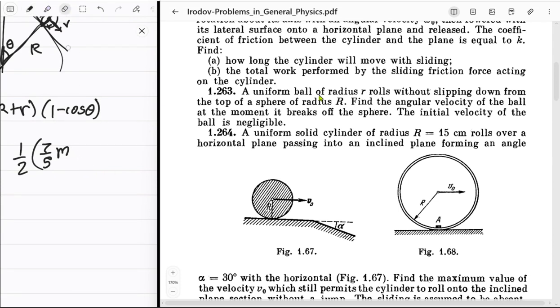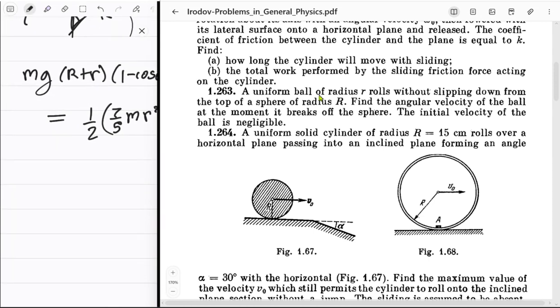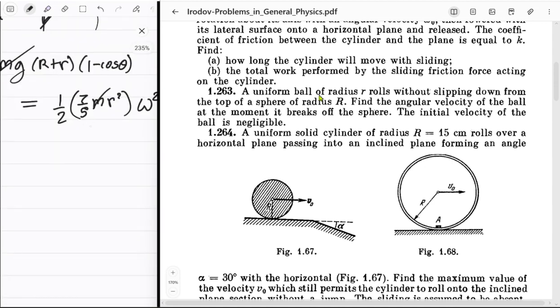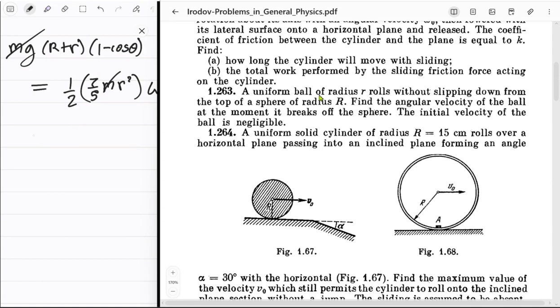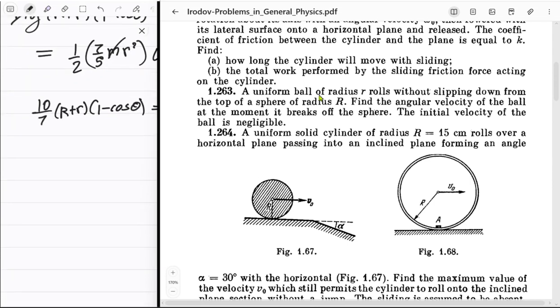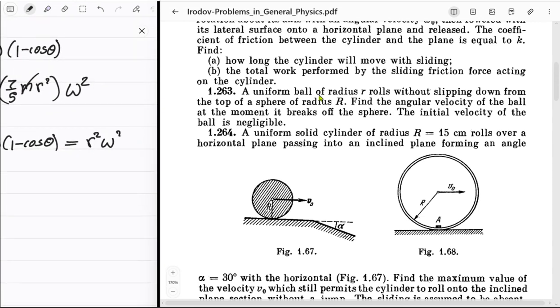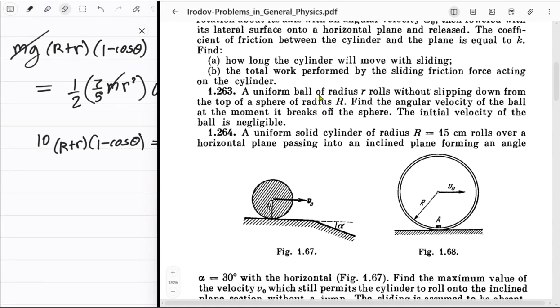What do you want? Angular velocity. So just use omega everywhere. There you go, you've got the first equation. Cancel some stuff out, you've got r squared and so on. That's 7 upon 10, so 10 upon 7 times R plus r times 1 minus cosine theta equals r squared omega squared. That's one equation that you have.